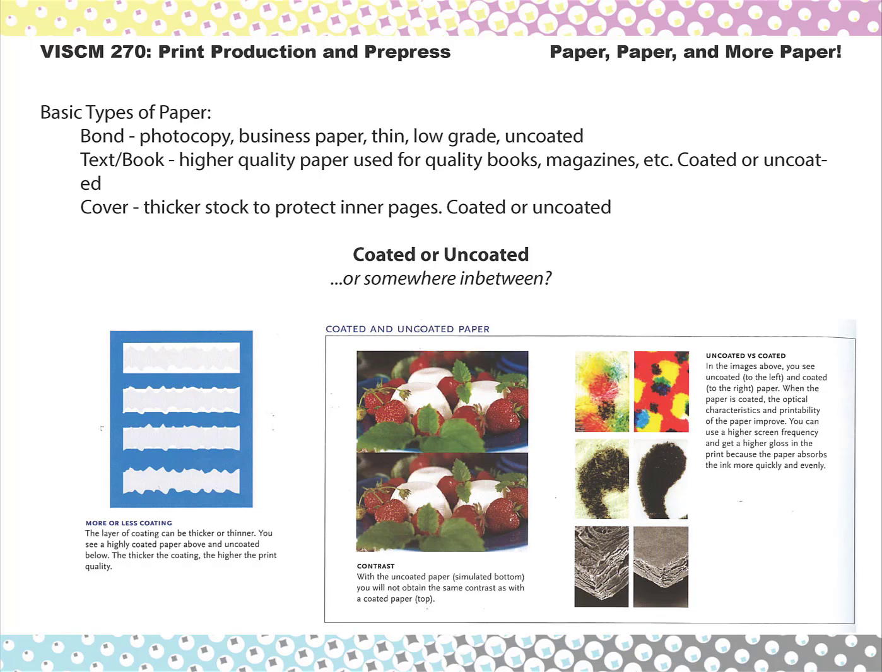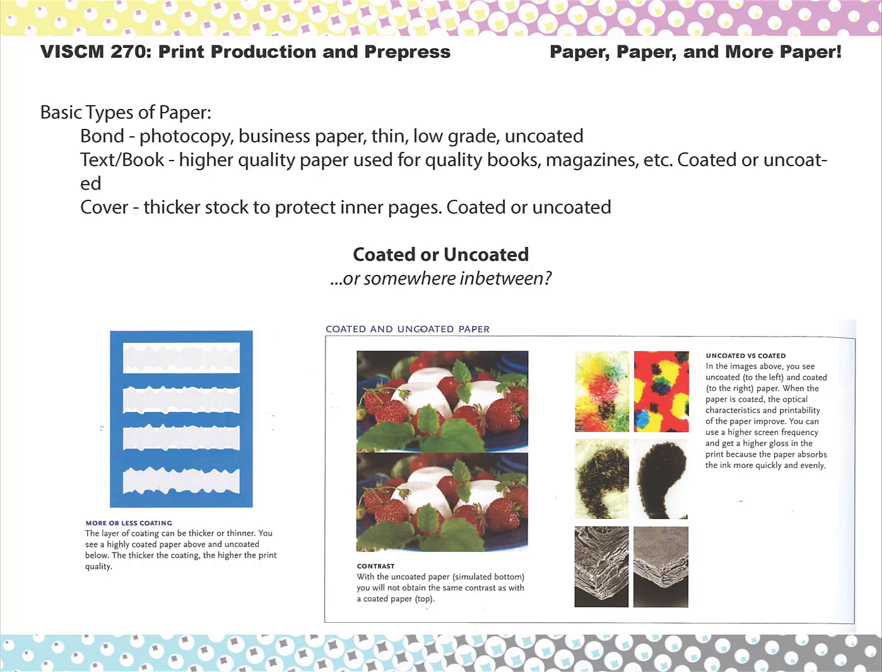Text paper is a little higher quality, and it's mainly used for running in presses, like offset presses, for creating your basic magazines, books. Most of the paper that you've seen printed is a text paper, and that can come coated or uncoated, in different colors and textures and so on.